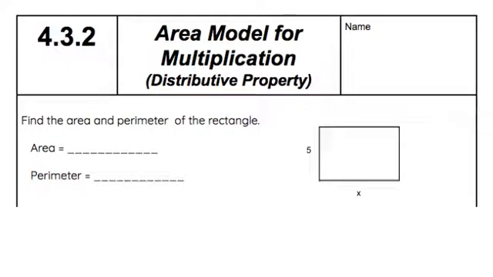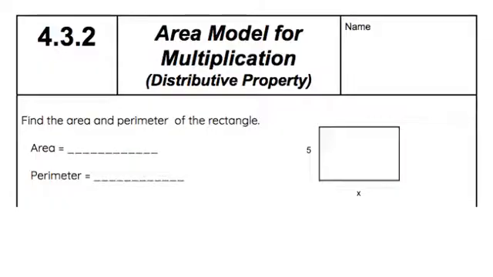Today we're going to look at how we can use the area model for multiplication, and this is called the distributive property. So to begin, we're going to take a look at just one rectangle and talk about finding the area and the perimeter of this rectangle.